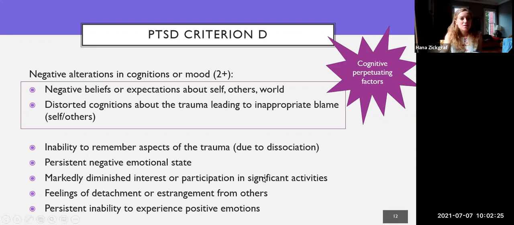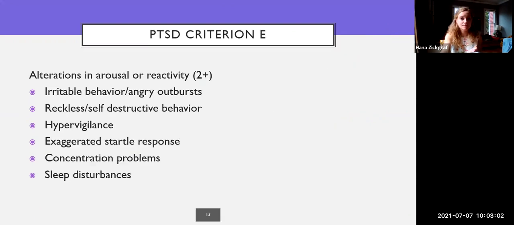We can sort of think of these other symptoms that are lumped under the same category as consequences of having PTSD. Negative emotional state, just like depression, negative emotional state is perpetuated by negative thoughts and cognitions. Similarly, diminished interest or participation in activities. This is either because of avoidance or because of anhedonia, which is associated with negative beliefs. So the key negative alterations in cognitions and mood that explain where the symptoms of PTSD come from are these negative beliefs about self, others, and the world, and cognitive distortions about why the trauma happened.